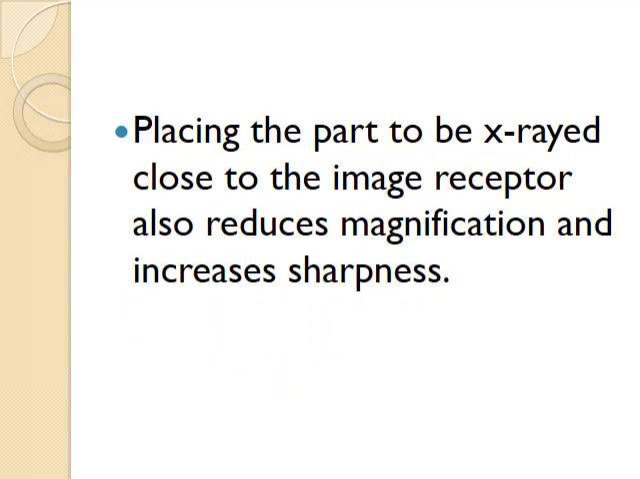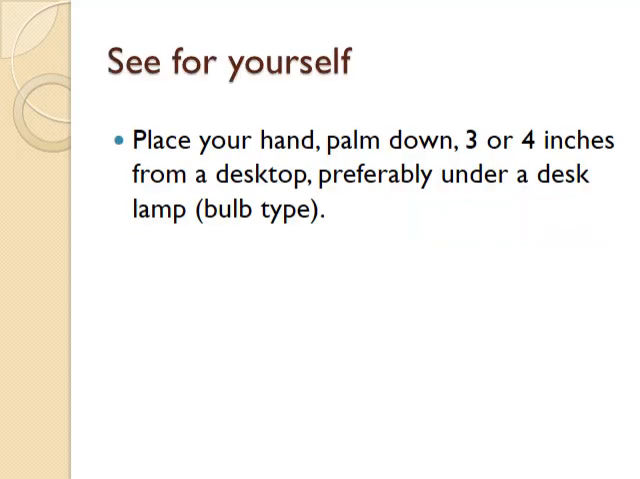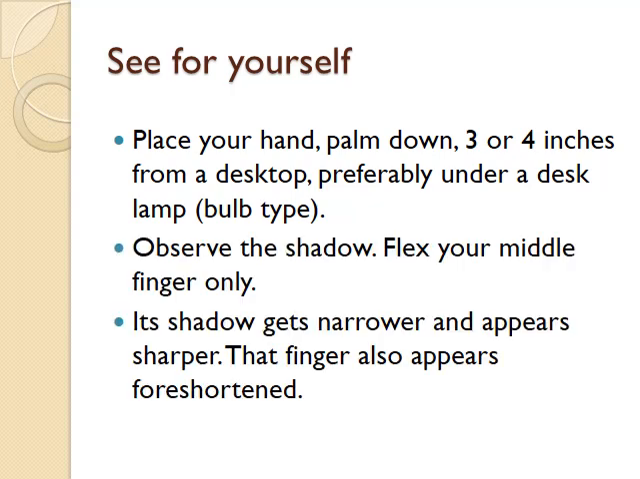Placing the part to be X-rayed close to the image receptor also reduces magnification and increases sharpness. To understand the appearance of the image on the chest X-ray, let's do a small demonstration. See for yourself. Place your hand palm down 3 or 4 inches from your desktop, preferably under a desk lamp. Observe the shadow. Flex your middle finger only. Now you can see the shadow gets narrower and appears sharper. That finger also appears foreshortened.